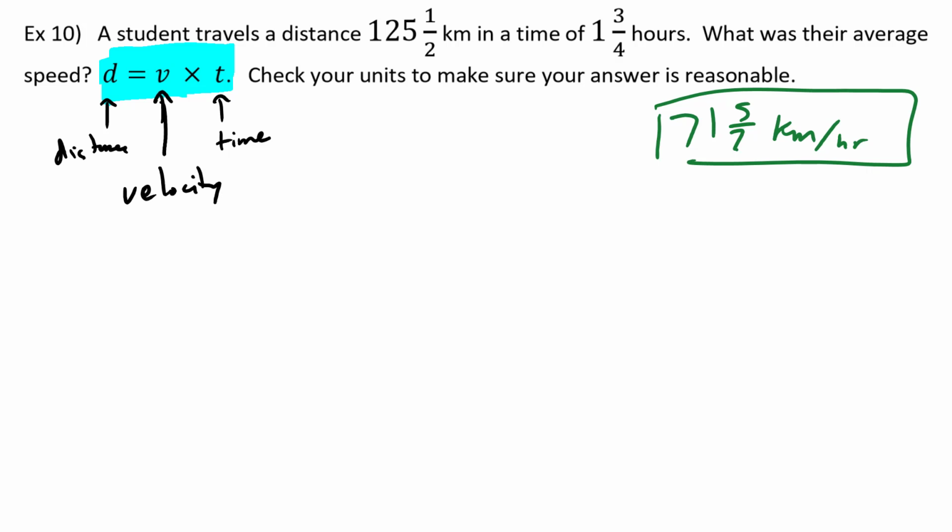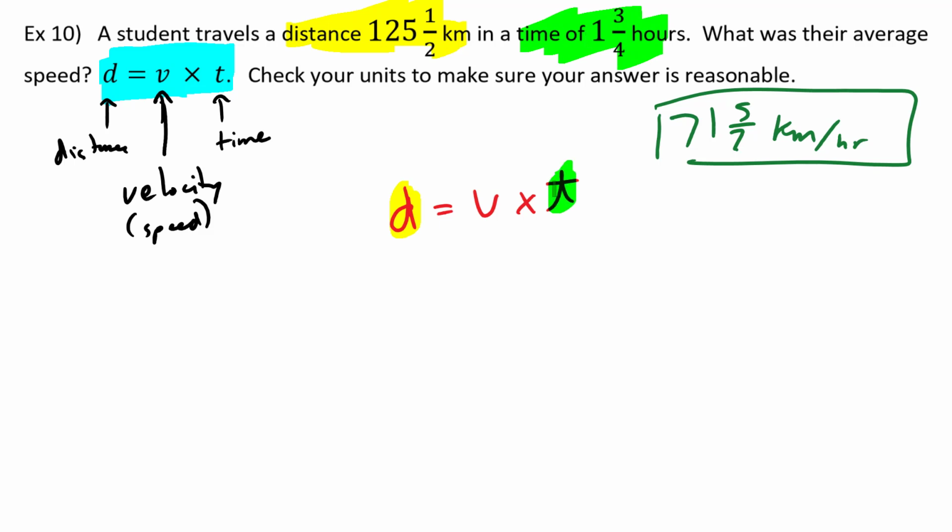For the purposes of this, velocity and speed are the same thing. Hopefully that didn't trip you up. What many of you would have done is this: distance equals velocity times time. And then you would have taken the distance right here, and the time right here.